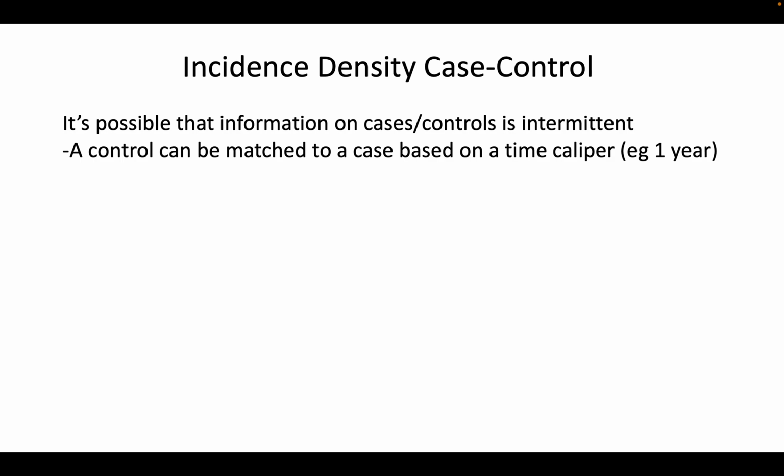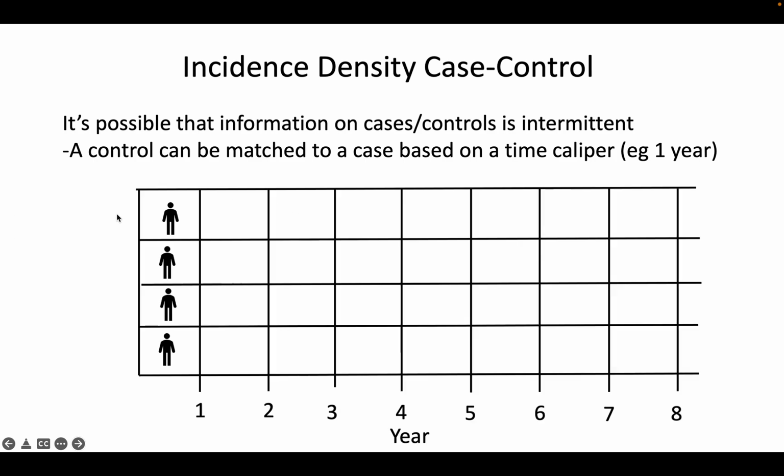It's also possible that information on cases and controls is collected intermittently, and in that case, a control and a case can be caliper matched on time. I'm going to do a video on matching that will cover a bit about what caliper matching is. But it's a scenario kind of like this. Let's say we have these 4 individuals who are followed in 1 year increments over time, and I'm just recording their status at each year.